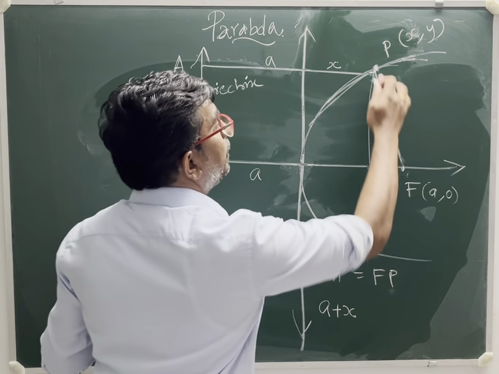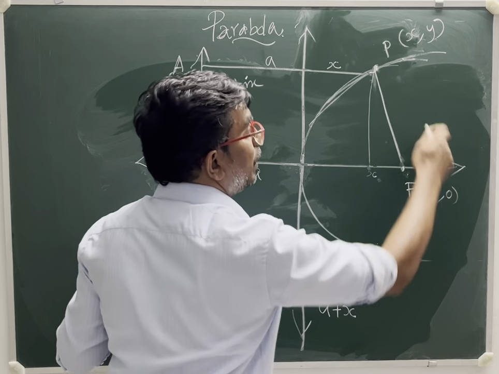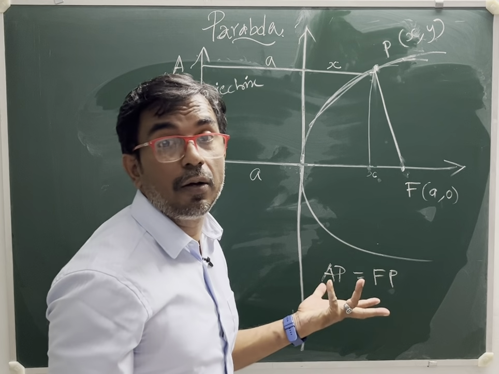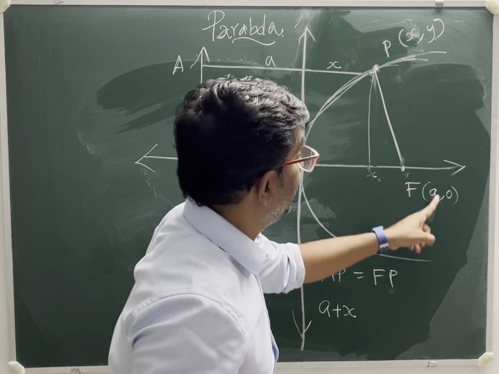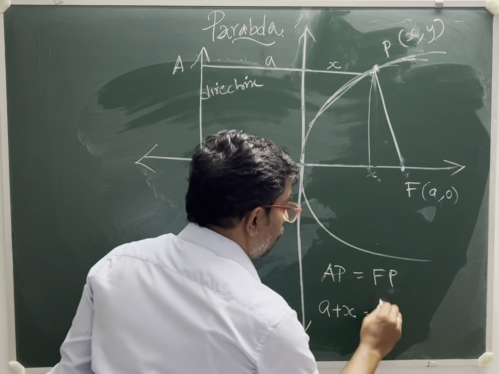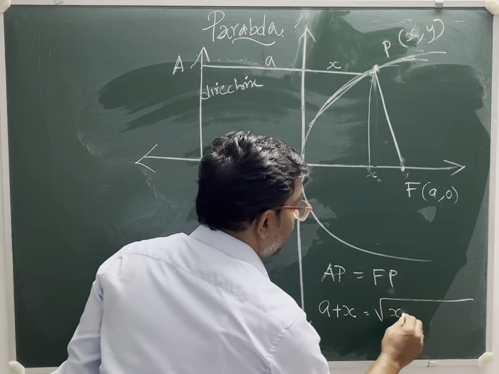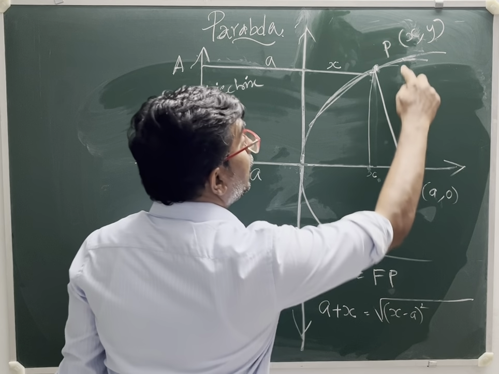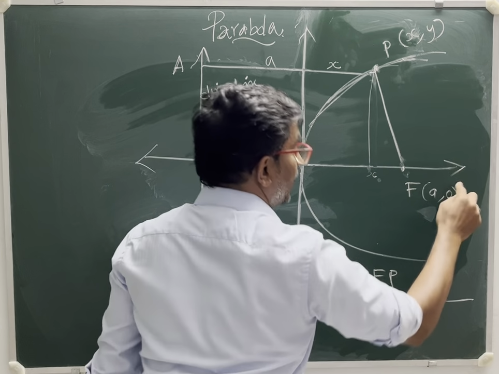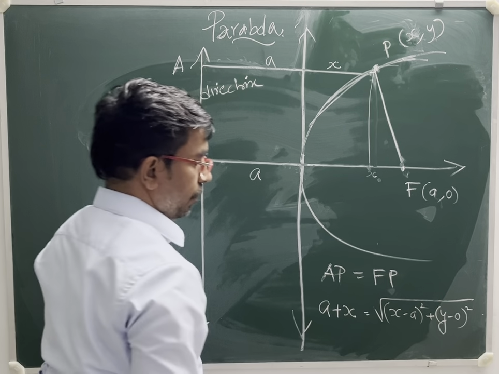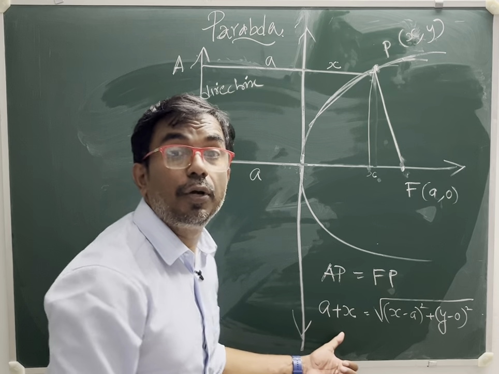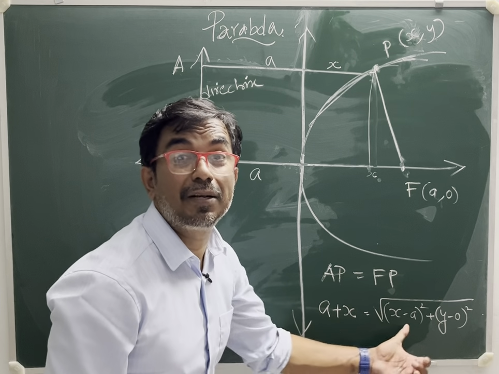Now what is FP? I know two coordinates, so you use the distance formula: root of x2 minus x1 the whole square plus y2 minus y1 the whole square. So this is equal to root of x minus a the whole square plus y minus 0 the whole square. This is going to be our equation of parabola, but it doesn't look nice.